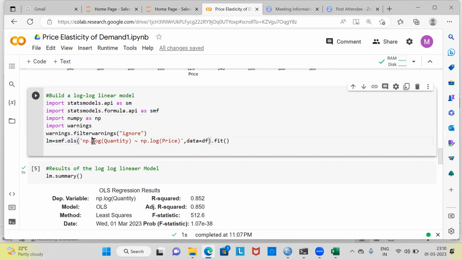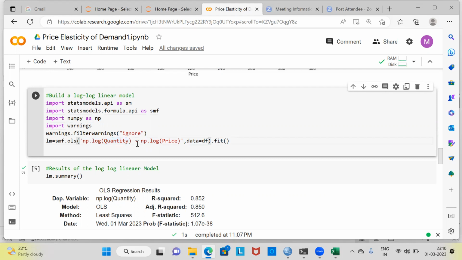You can see here we are applying the log transformation. The log function is present in the NumPy library. So we are going to use np.log on the dependent variable, namely quantity. This is very, very interesting. We are modifying the dependent variable. We are not using the dependent variable as it is. We are taking a log transformation of the dependent variable.